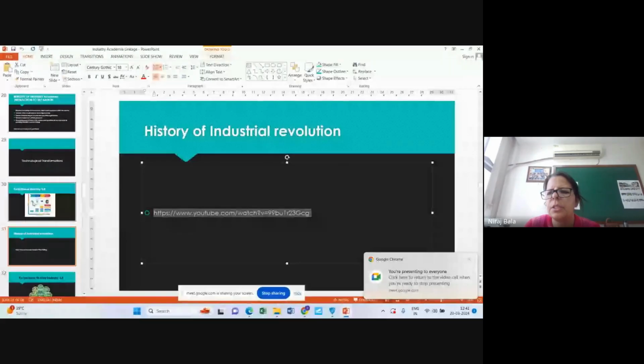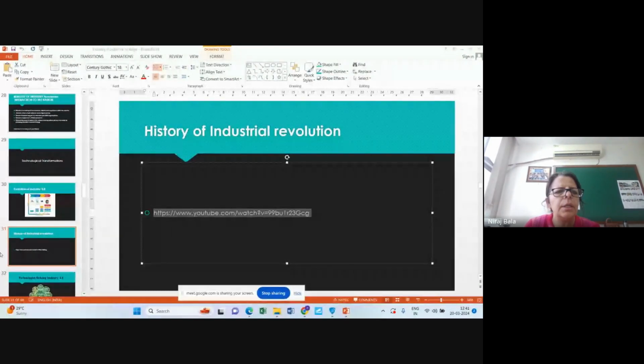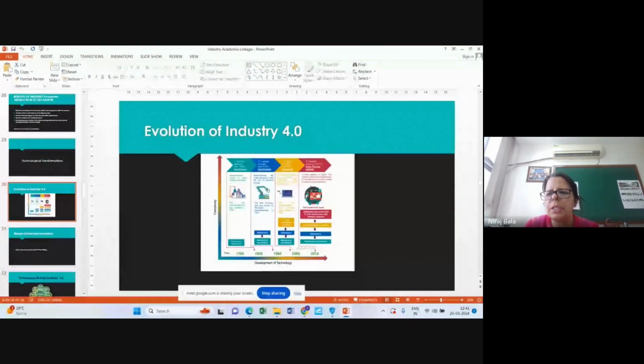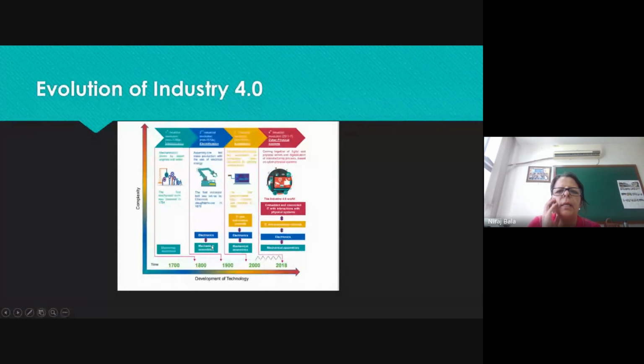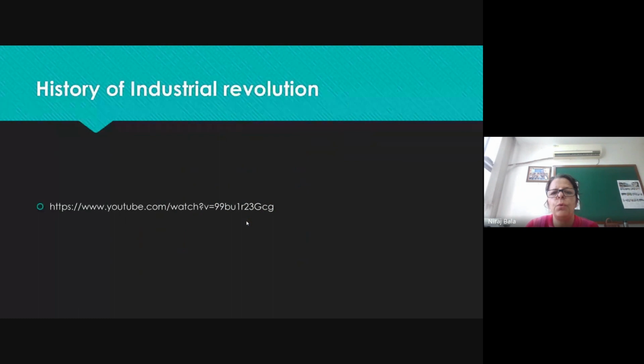So this video shows us how we have these four revolutions as represented in this diagram. Initially, the first industrial revolution started with steam engines, followed by the assembly line and electricity during the second industrial revolution. The time period is also shown there. Then there came computers and robots, and today we have some major technologies which are driving our industry, which we call Industry 4.0.